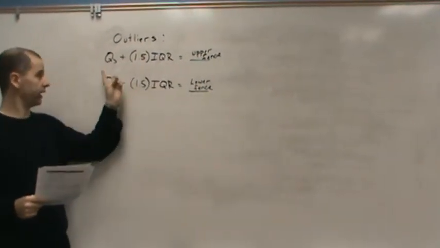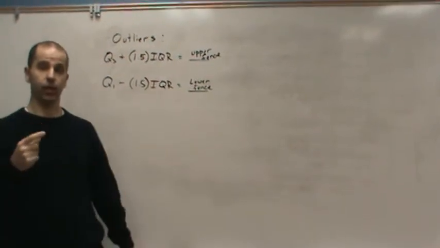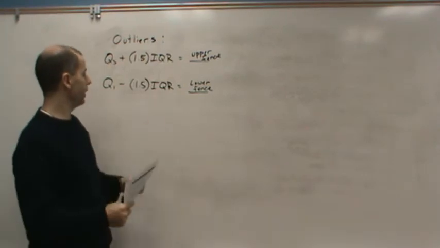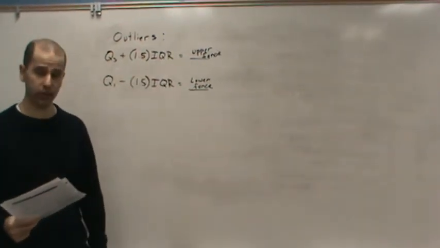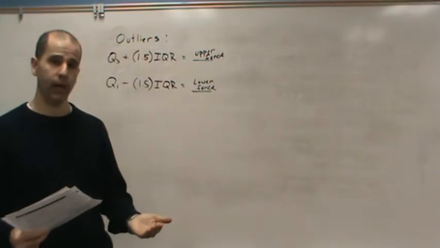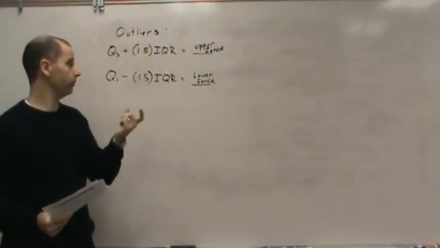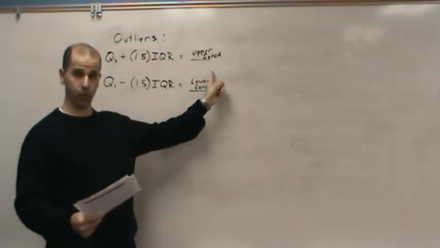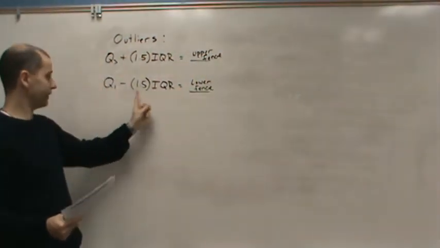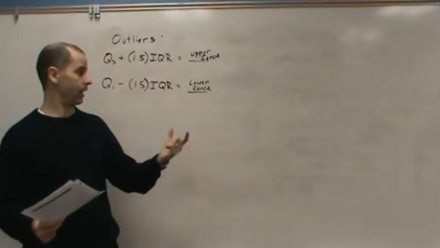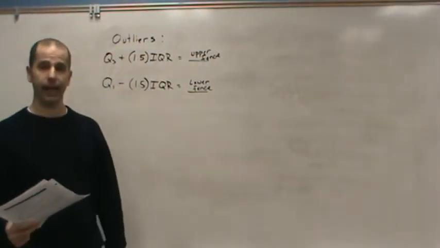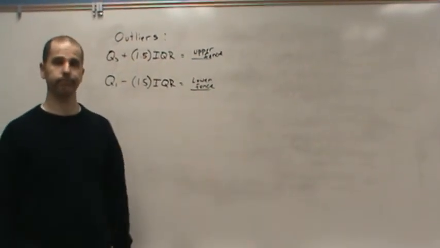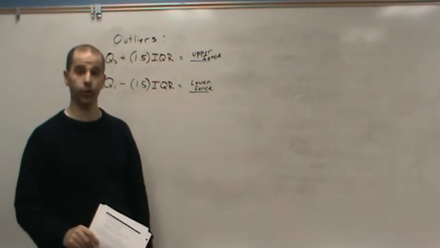So again, we calculate the IQR, right? We take the upper and lower quartiles, we subtract them, and find out that range. Then we multiply the range, the IQR, by 1.5. We take that number and add it to Q3, which gives us the upper fence, or upper limit. We subtract that number from Q1, and that gives us the lower fence or lower limit. Anything that falls outside those two fences is an outlier. Okay? That's what we're going to do.